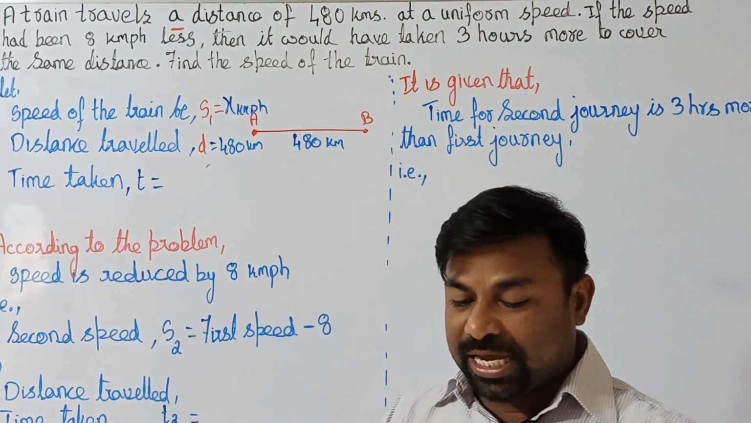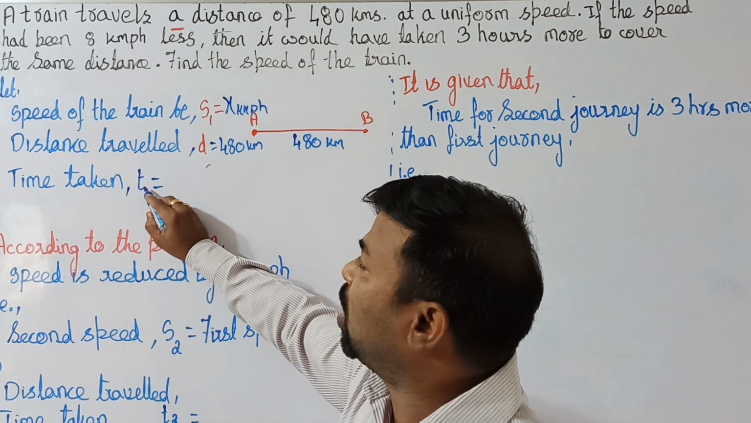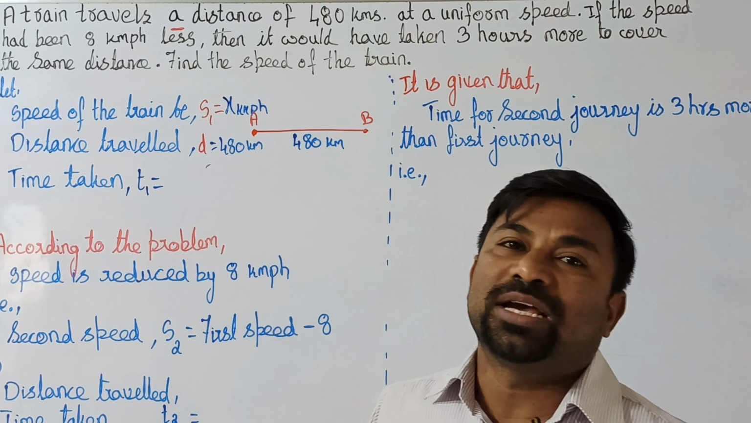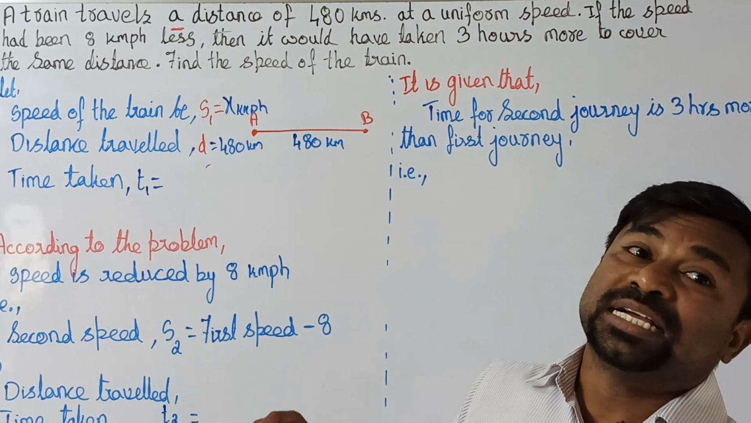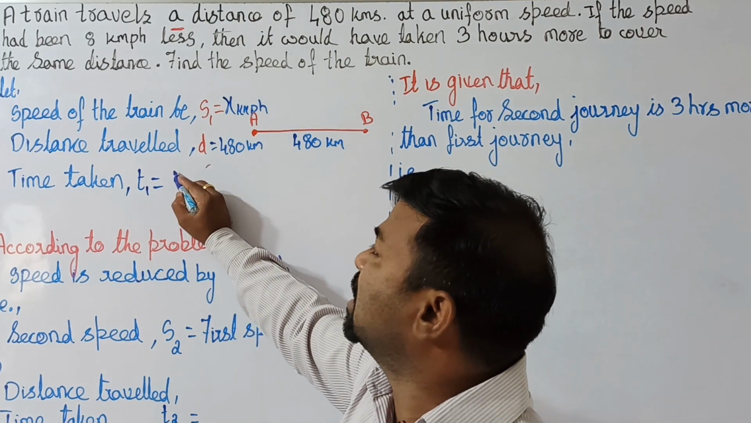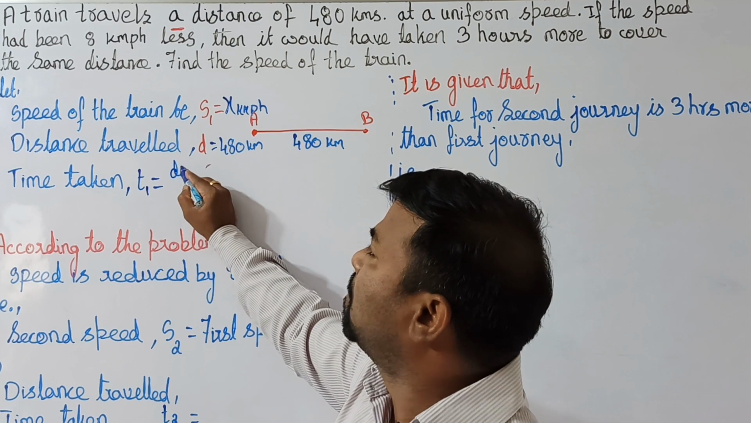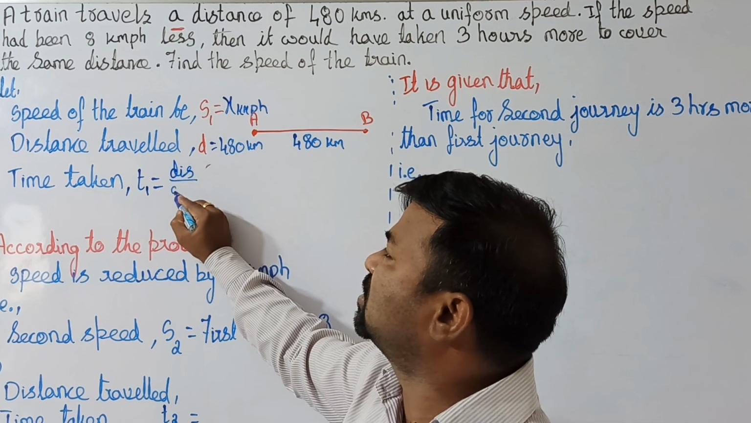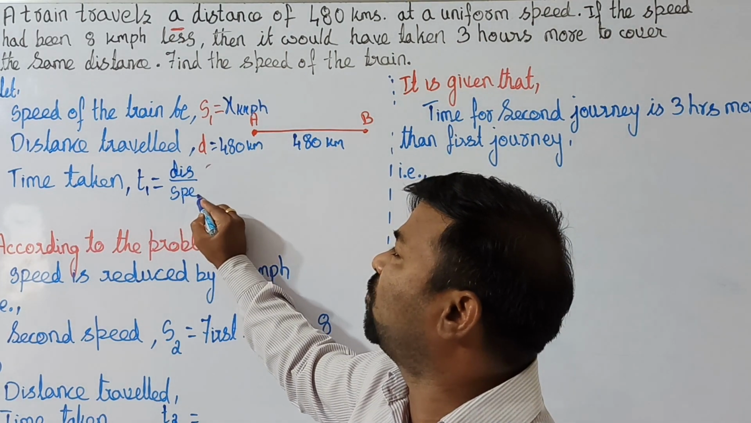So the time taken, let us call it time 1, T1. Just now I said it's nothing but distance by speed. This is the relation we have pointed out.